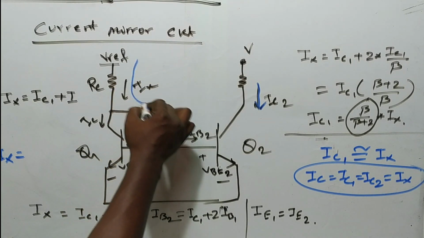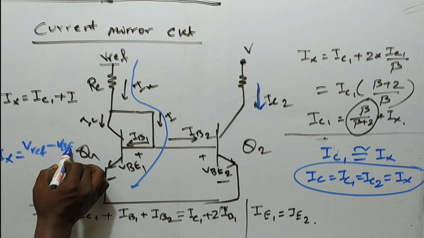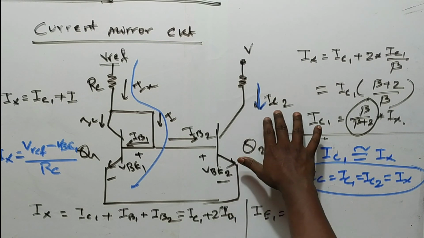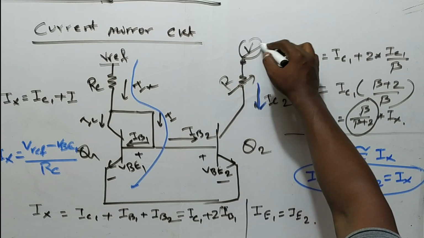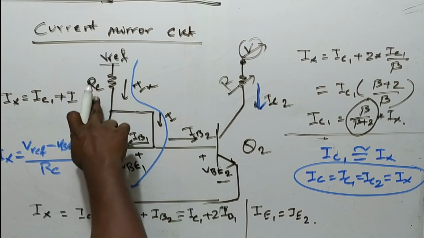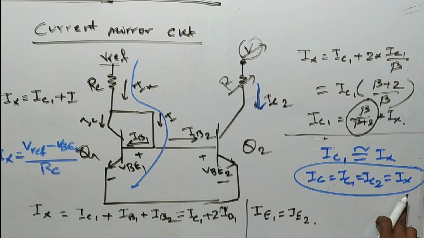If I apply KVL in this loop, then we write that V reference minus VB1 divided by RC is equal to Ix. So if there is a problem to find the value of IC2, and the value of R is anything and the value of V is anything, then if I just know that VB1 is equal to 0.7 and the value of V reference and the value of RC, then we can write Ix, and from Ix we can easily tell that IC2 is equal to Ix.